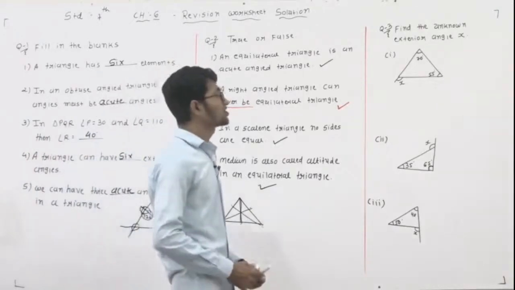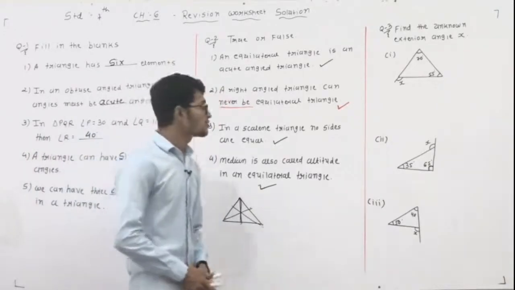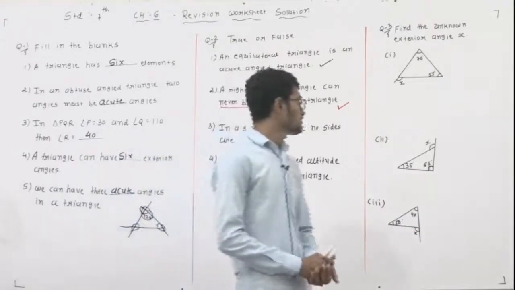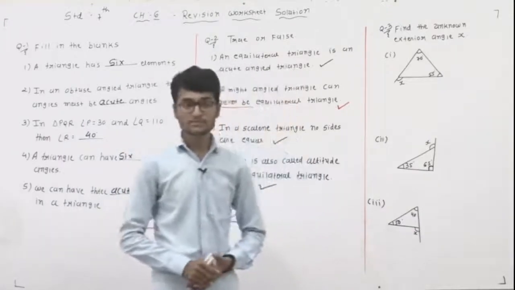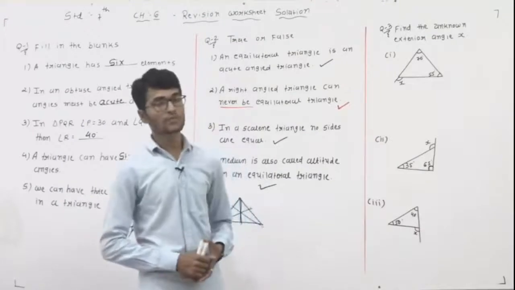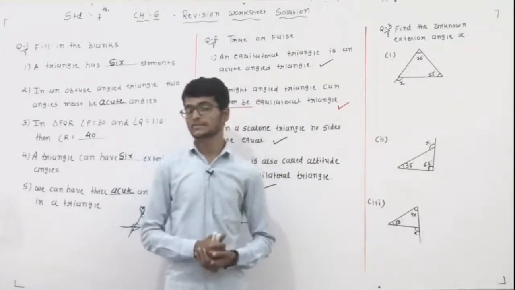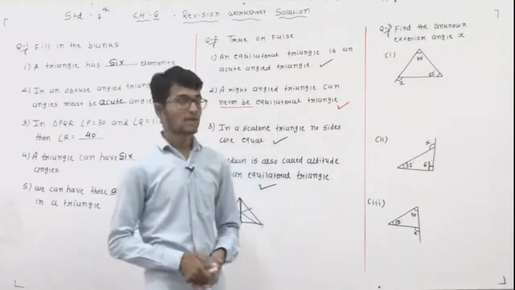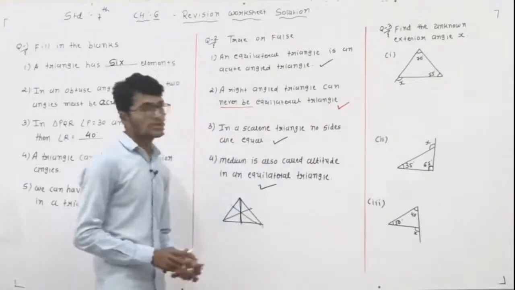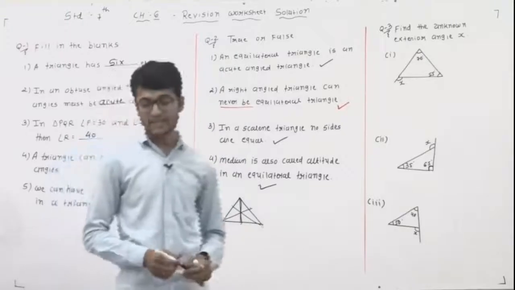Find the unknown exterior angle x. See dear students, here three different types of triangles are given, and we have to find the value of x, and x is given in the exterior part of all the triangles. Then how to find it? So in the first one, first of all, using the exterior angles.